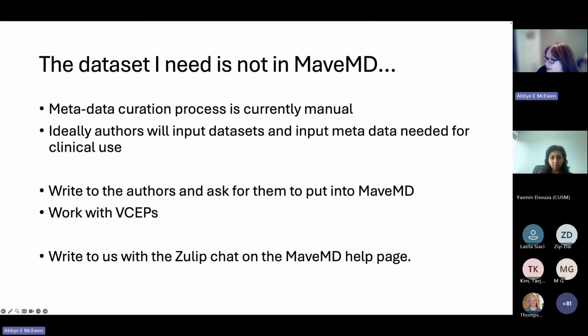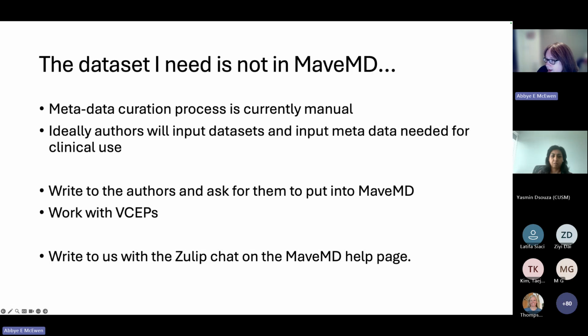So the next question we often get: what do I do if the data set I need is not in MAVE-MD? Right now, our metadata curation process is pretty manual, so coverage is still growing. Ideally, we'd like to have the authors input the data set and the clinically required metadata. So if you do see a data set that you think is useful, perhaps write to the authors and ask them to get it into MAVE-MD. We're happy to help authors with that if they run into any problems.